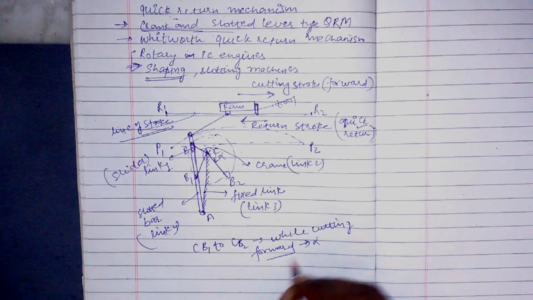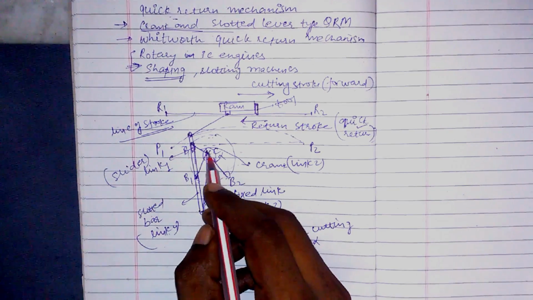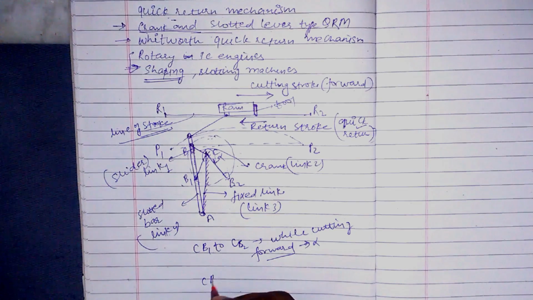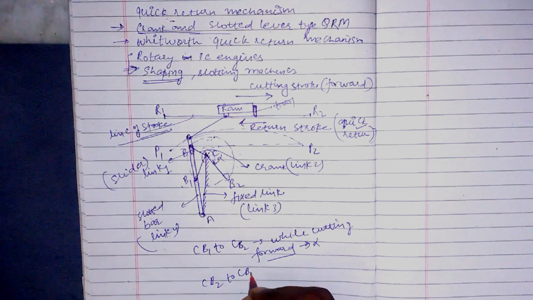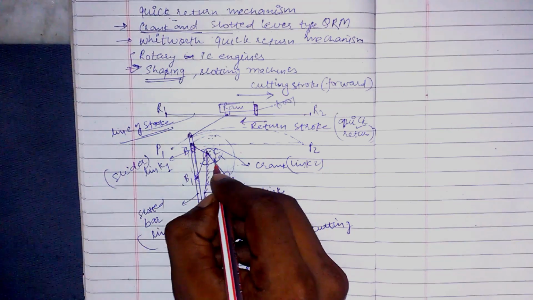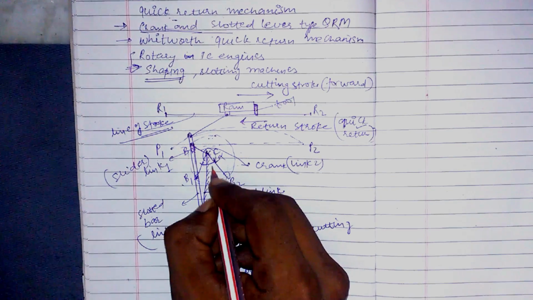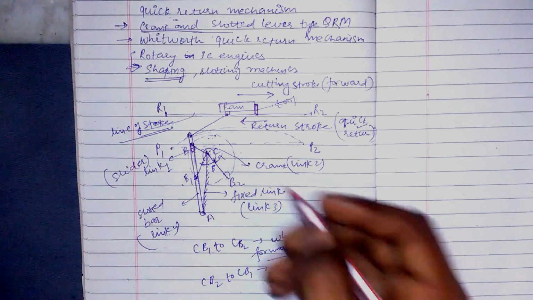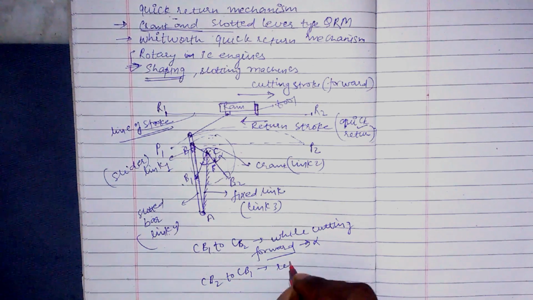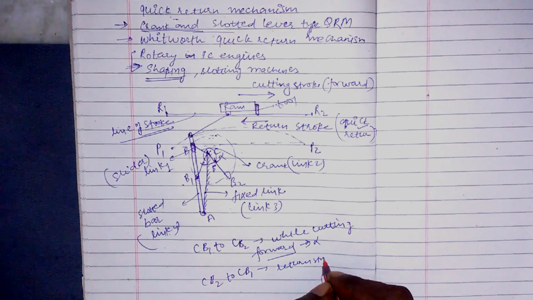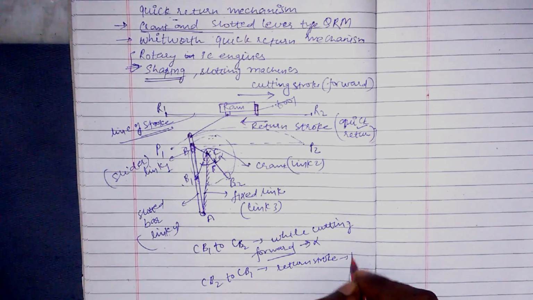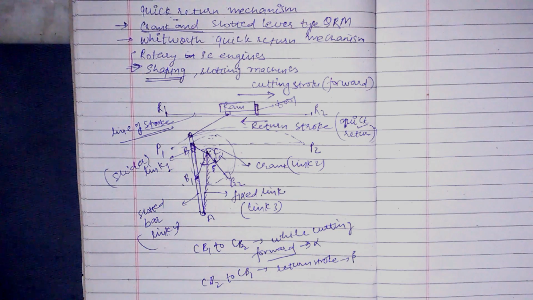So in the forward stroke we have angle alpha, and the return stroke would be CB2 to CB1. Here we can see that it is covering a very small angle, so it would take less time. So it is the return stroke, and say it is beta.